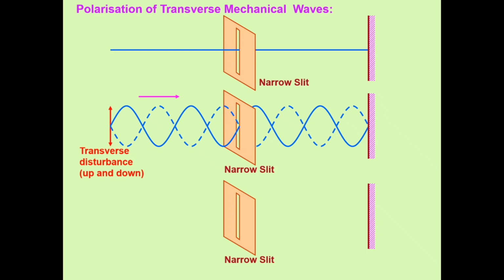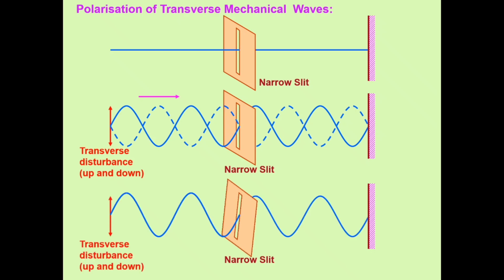For sound waves, you can see interference and diffraction, but not polarization. Remember, polarization occurs for light waves only. Waves have two characteristics: one is transverse, another is longitudinal. For transverse, the wave vibrates up and down. For longitudinal, the concept is compression and rarefaction.